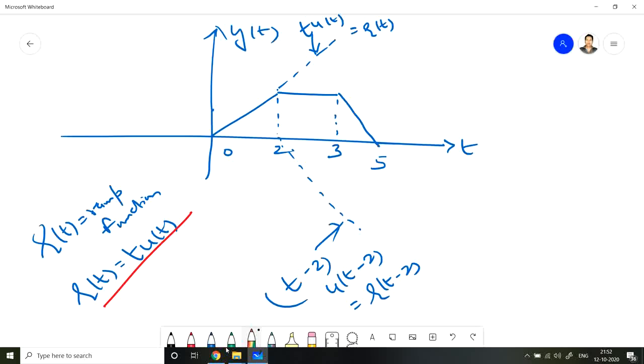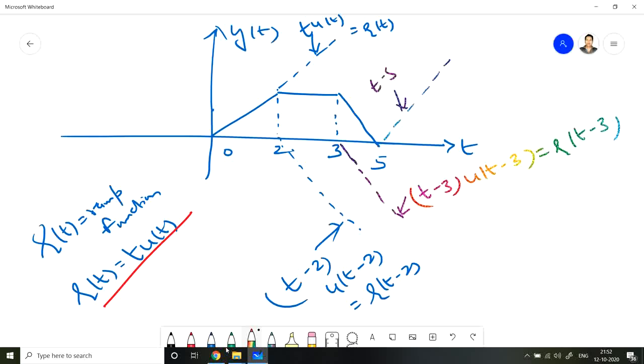Then from 3 there is another ramp function. And what is that ramp function? It is (t minus 3) u(t minus 3), that is r(t minus 3). Then at t equals to 5, we have a ramp that is (t minus 5) u(t minus 5), and it is also equal to r(t minus 5). So this ramp has slope 1, because this value is 2 only.